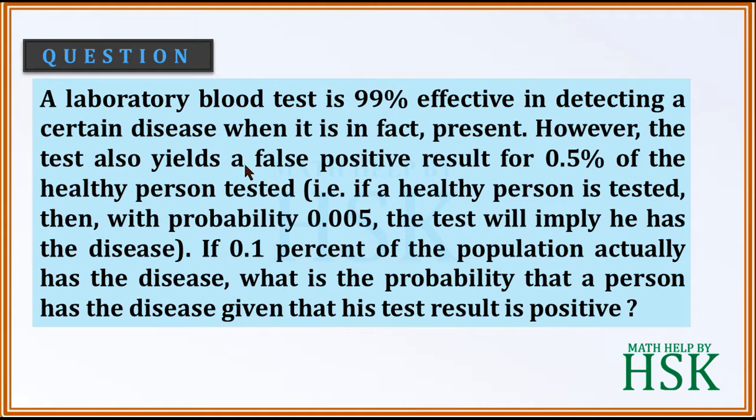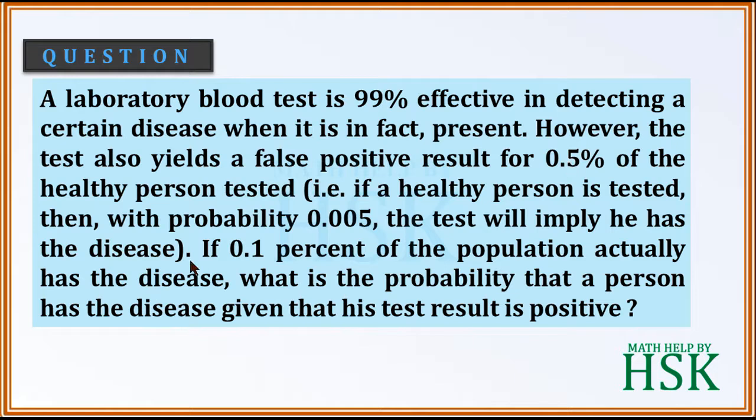However, the test also yields a positive result for 0.5% of the healthy persons tested. Okay, so this means that if a healthy person is tested, then with probability 0.005, the test will imply that he has the disease. So these are the cases for which a wrong positive result is given.